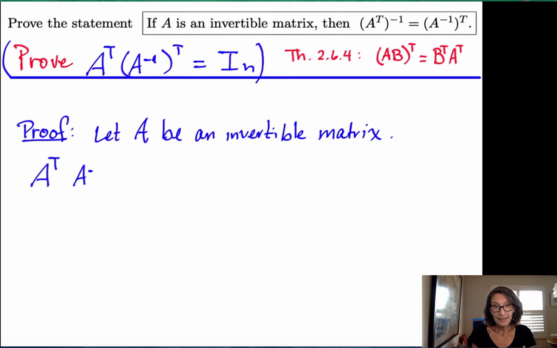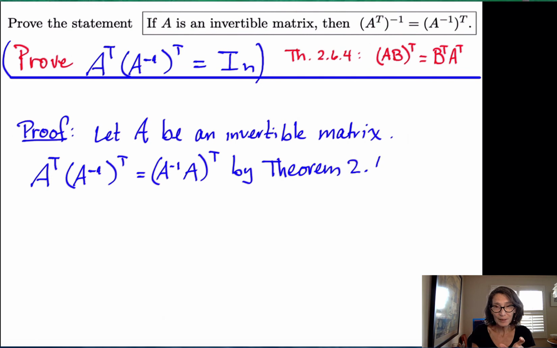Now let's start with the left side of the equation we're trying to prove. The left side says the transpose of A times the transpose of A inverse. And now what we're going to use is part 4 of theorem 2.6, and that theorem says we can reverse the order of the two matrices A and A inverse, multiply those together, and take the transpose of that result. So in other words, I'm going to write (A inverse times A) transpose. And now notice what's inside my parentheses. I have to justify my step, so I have to write down, this is by theorem 2.6.4.